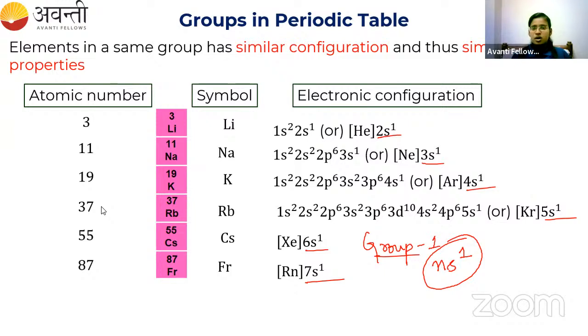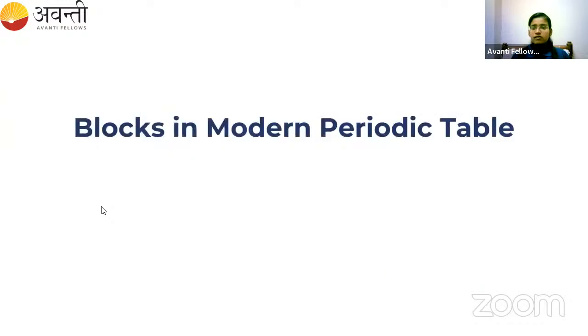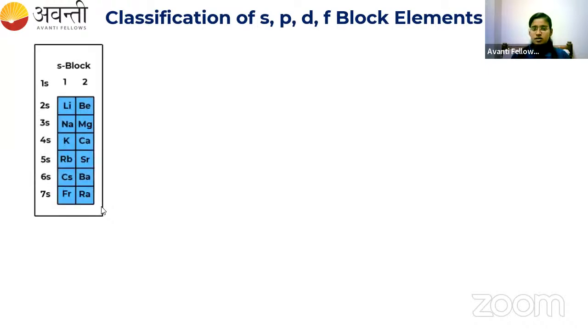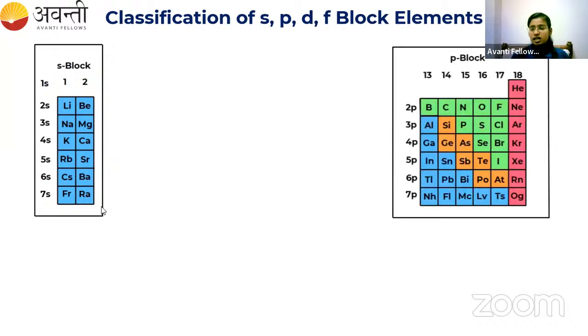Okay, so this is about the group. Then coming to the blocks. We have 4 blocks in the periodic table: S, P, D and F. The first 2 groups in the periodic table are called S block elements. Then from group 13 till 18, we have 6 groups, and those 6 groups are called P block elements.